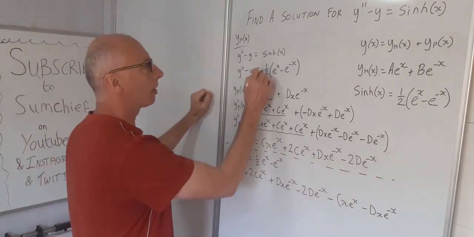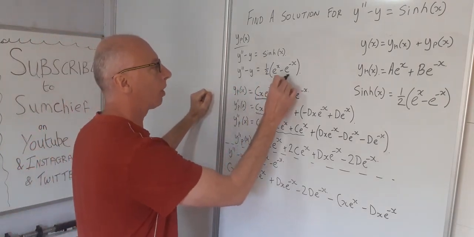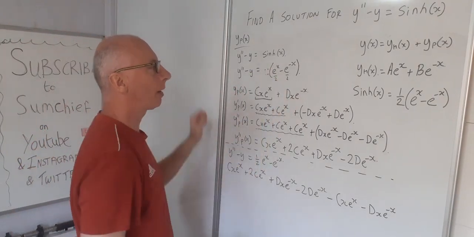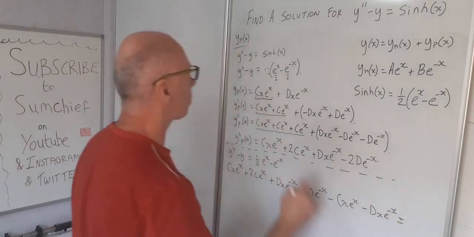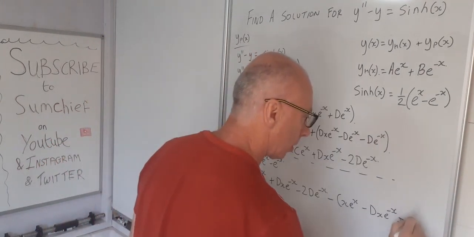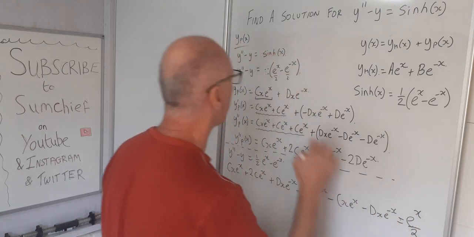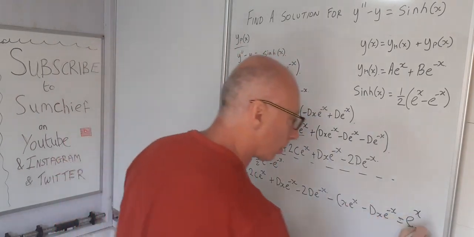So instead of writing the half in front, I'm just going to put an over 2 and take that bit out. So that equals e to the x over 2 minus e to the minus x over 2.